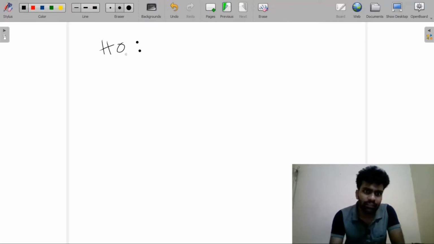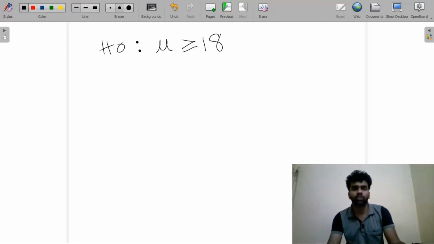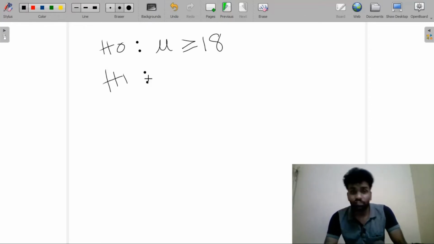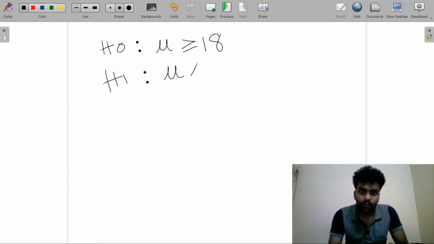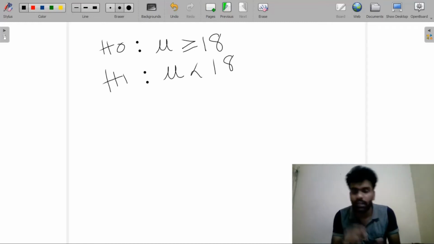In the same way, I'm assuming that in the null hypothesis, the mean battery life is greater than or equal to 18, like what they mentioned. It should be equal to 18, or even if it is greater than 18, that's no issue, that's good for us. So mu is greater than or equal to 18. And in the alternate hypothesis, I assume the mean mu is less than 18. That's the first step.